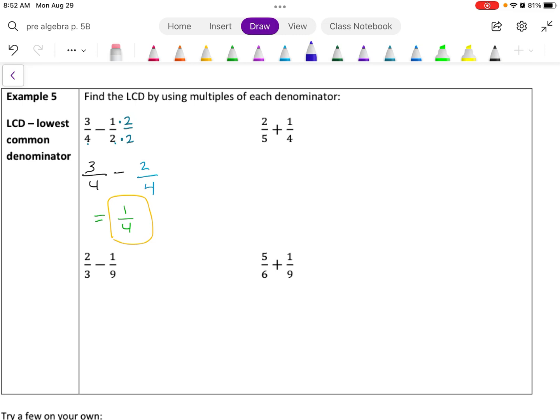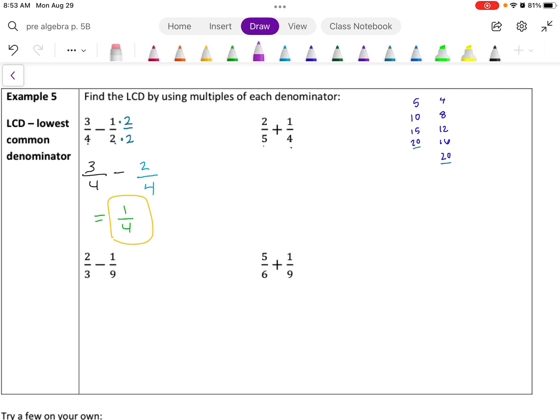Okay, so let's try this again. We have 2/5 plus 1/4. So 5 and 4, let's think about what 5 and 4 both go into. Well, 5 goes into 5 and into 10, 15, 20. 4 goes into 4. 4 times 2 is 8. 4 times 3 is 12. 4 times 4 is 16. 4 times 5 is 20. So they both are multiples of 20, which means we want to change the denominator for both of these fractions.